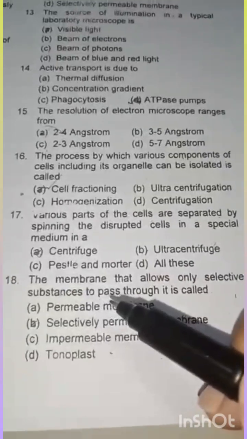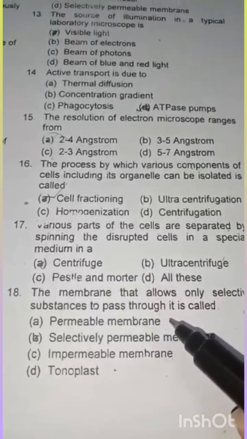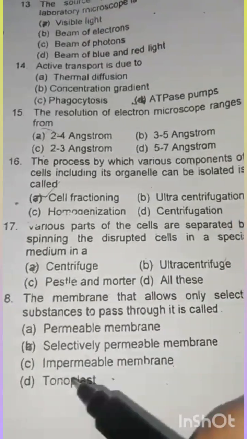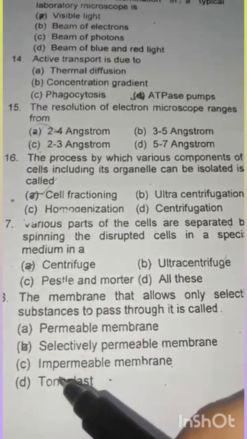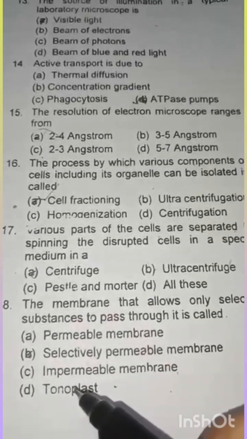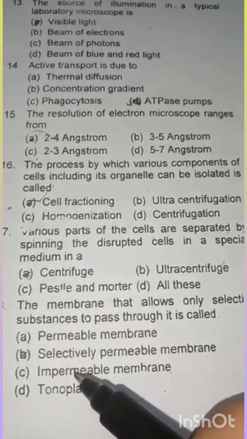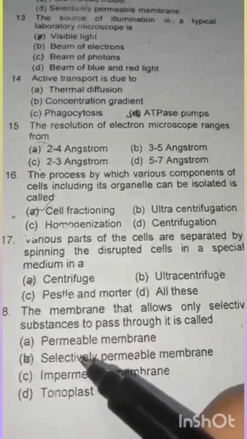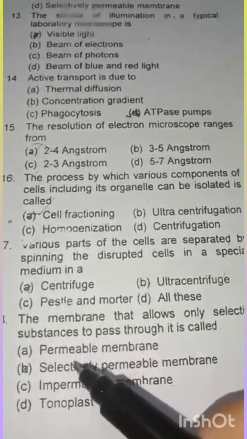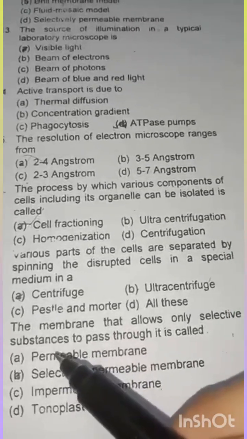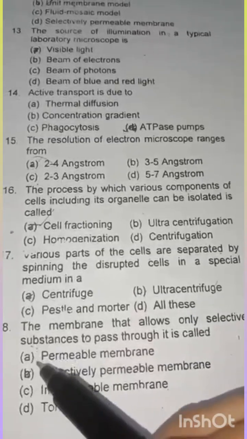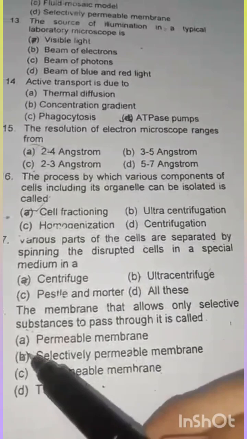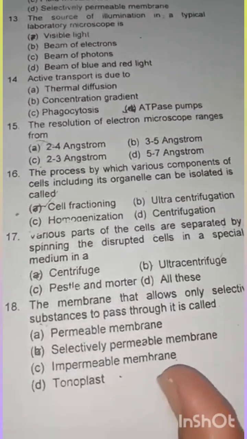The membrane that allows only selective substances to pass through it is called: permeable membrane, B, selectively permeable, impermeable, tonoplast. Tonoplast is present in the vacuole in plant cells. Impermeable means nothing passes. Selectively permeable means only selective molecules pass. This is the function of the plasma membrane. Permeable means all molecules pass; that is the function of the cell wall. So option B is correct, selectively permeable.